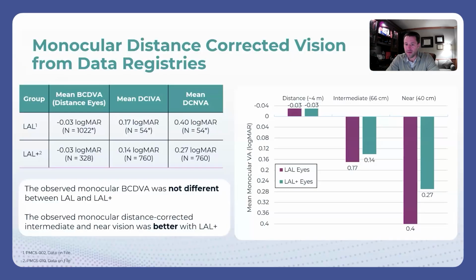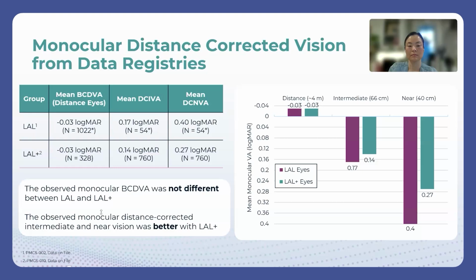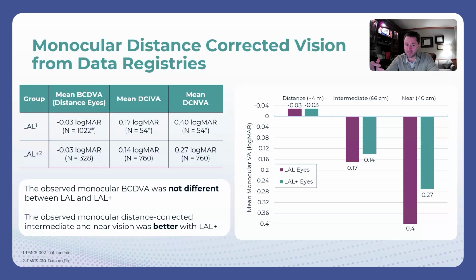We're looking at visual outcomes. That's the name of the game, visual outcomes. Light adjustable lens versus light adjustable lens plus, monocular distance corrected vision. So we're optimally correcting for distance. There really was not much of a difference between the light adjustable lens plus and the LAL. The thought was, because of that central asphericity with the LAL plus, is there going to be a compromise at distance? Looking back at the data we've gathered over the last year, not really. You're not giving a whole lot up.